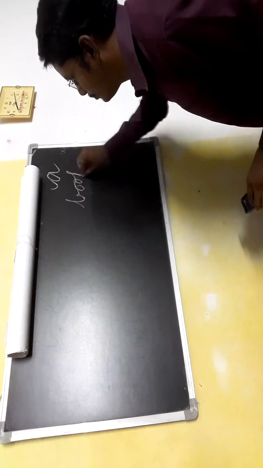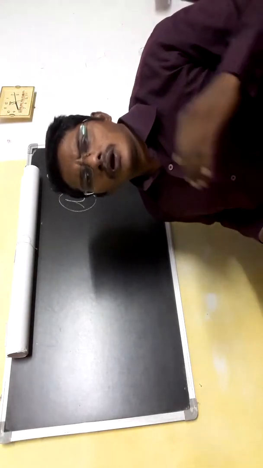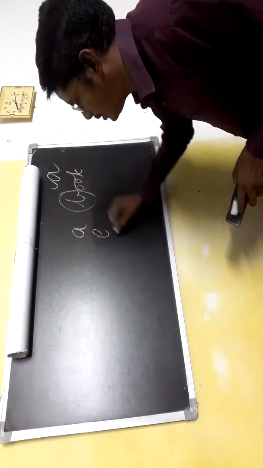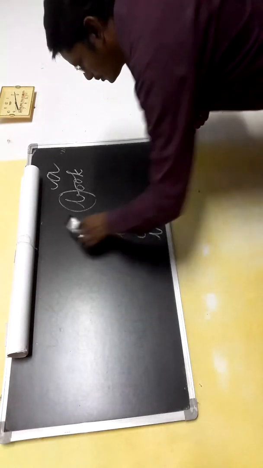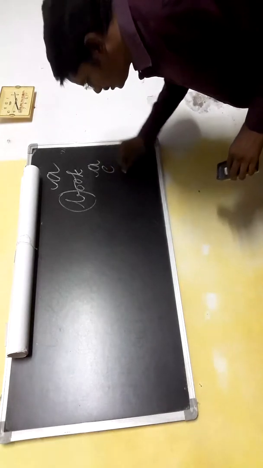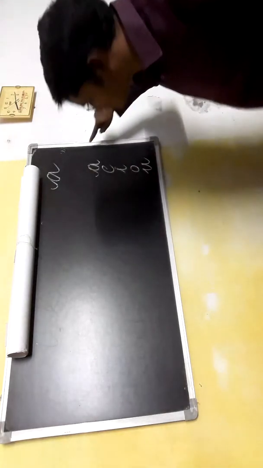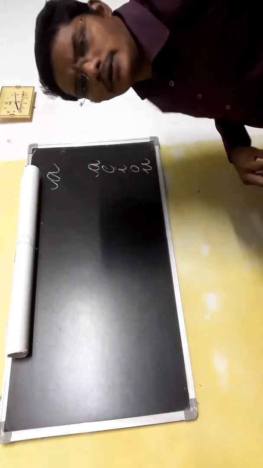So for example, book, B-O-O-K, book. This letter starts with B. Other than A, E, I, O, U, which are called vowels, are you able to see this? Other than these letters, we call them consonants.